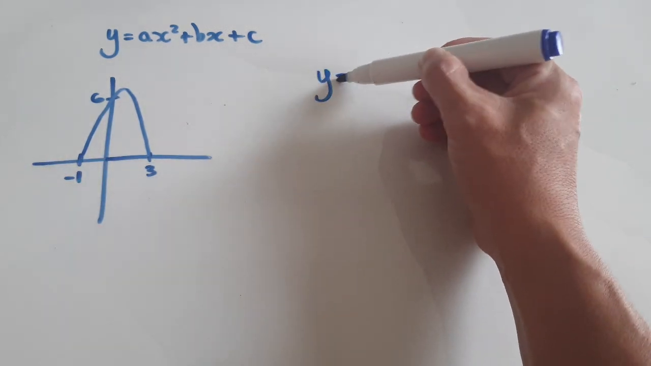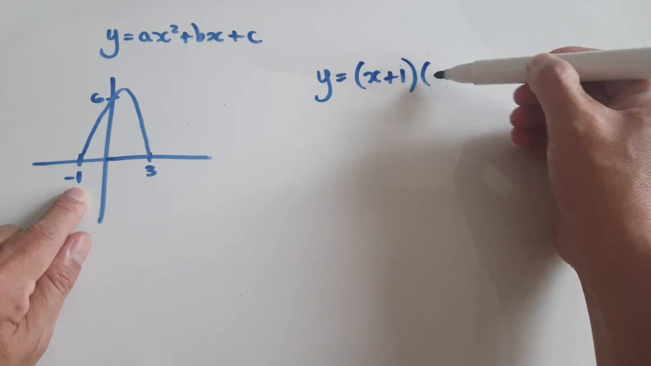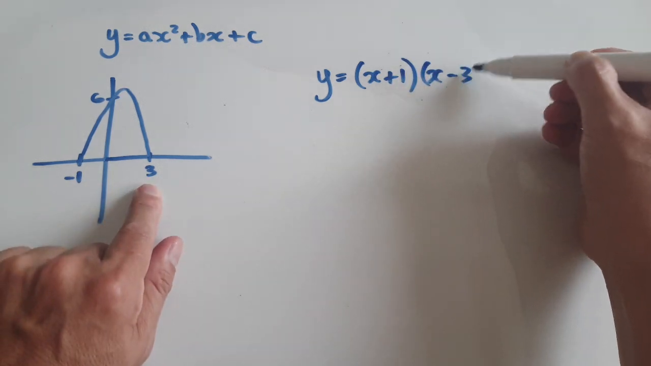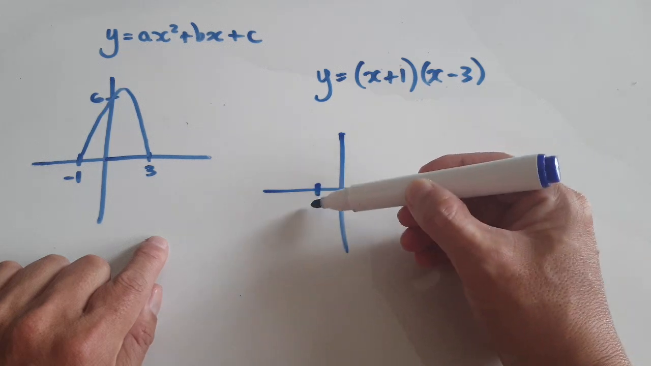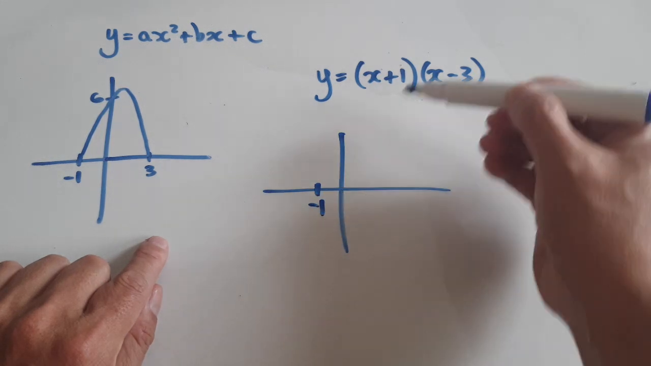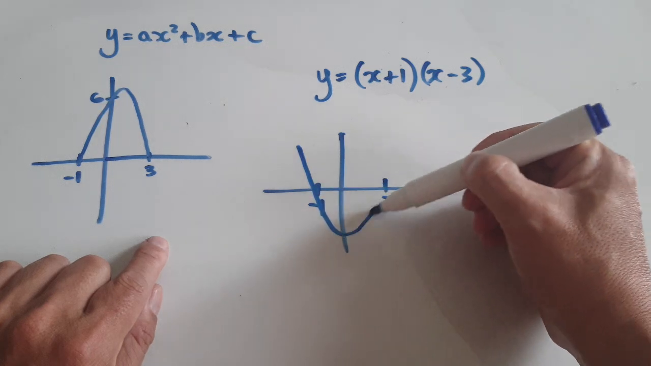if you were to do this, x plus 1 and then x minus 3, then you're going to get a quadratic where the roots are at -1 and at 3. So at the moment it will look something like this.